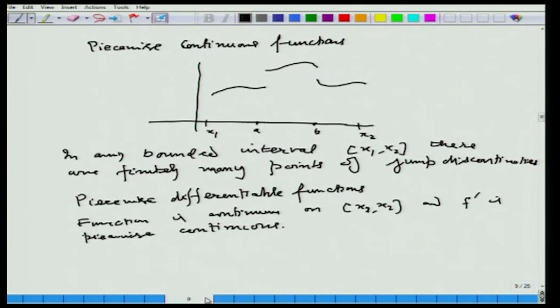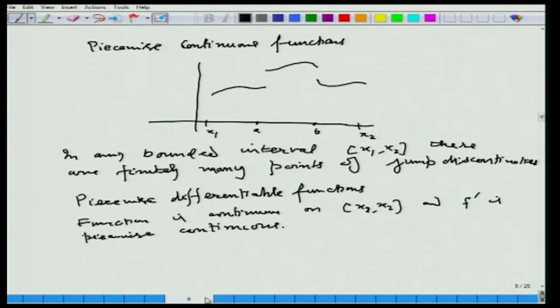Then piecewise differentiable functions, where the function is continuous and f prime can have discontinuities of first kind. Here f prime is assumed not to change sign at infinitely many points inside the interval x1, x2, so as to avoid the case where the left and right derivatives are equal, but they are not equal to the value of the derivative at that point. Such situations will be avoided if we assume that f prime does not change sign at infinitely many points inside the interval.